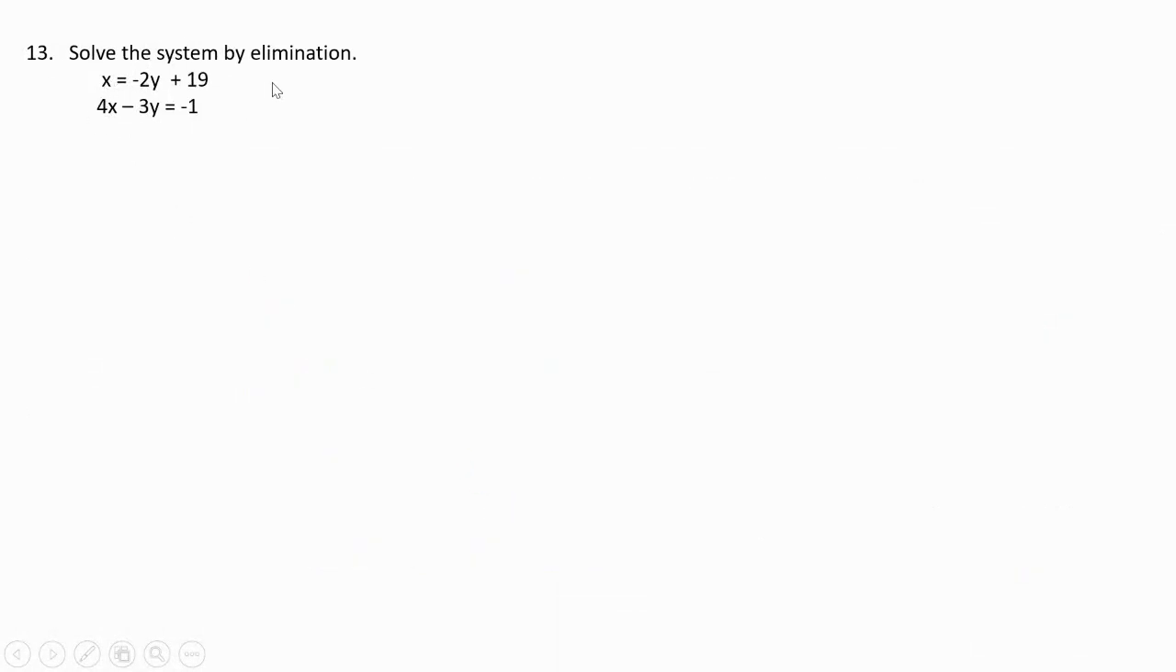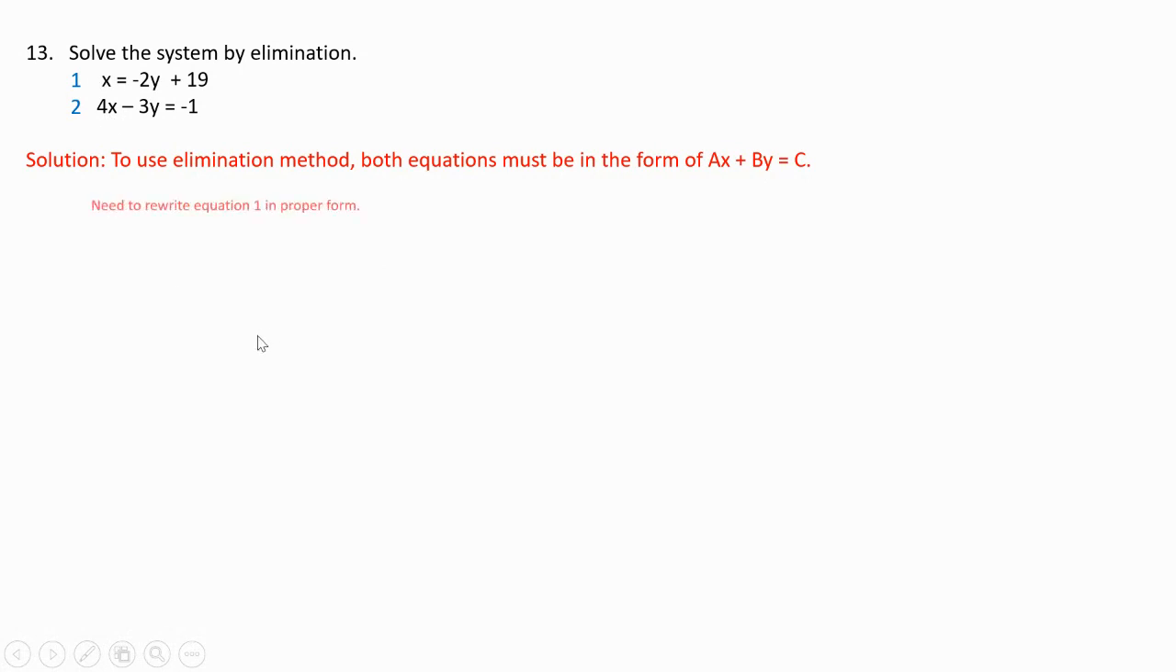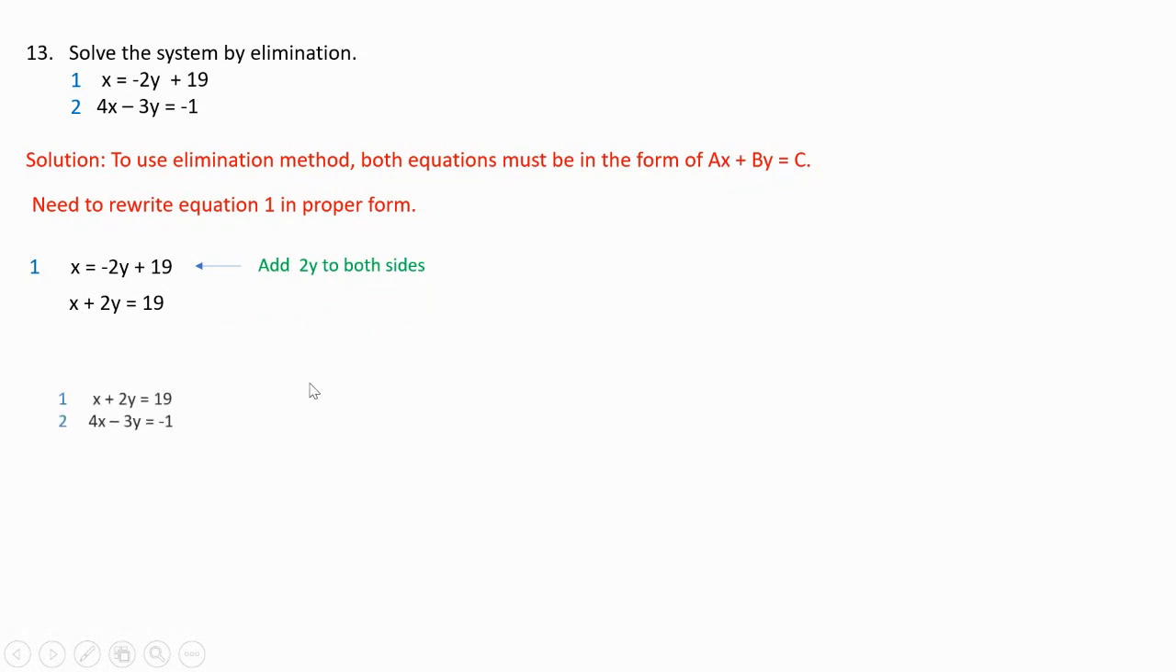Now solve the system by elimination. By elimination, you have to put both equations in the form ax plus by equals c. Equation number 2 is okay, but equation number 1 is not. So we need to rewrite equation number 1. We're going to add 2y to both sides. So this is in the form that we wanted, ax plus by equals c. Now I've got both equations.